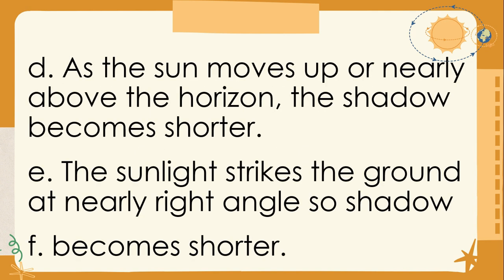D. As the sun moves up or nearly above the horizon, the shadow becomes shorter. The sunlight strikes the ground at nearly a right angle, so the shadow becomes shorter.